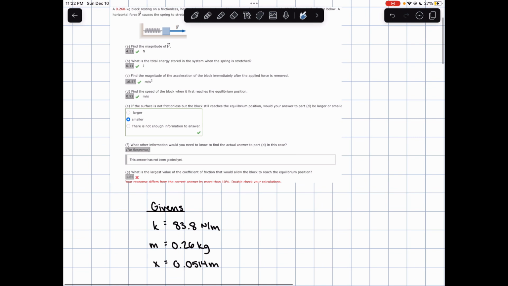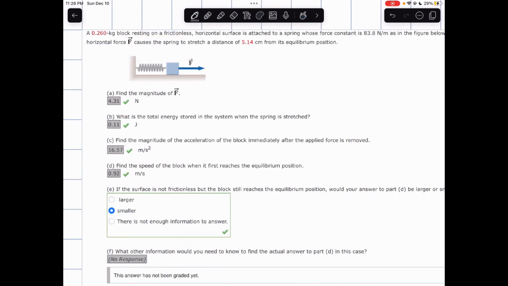First, before we get into the problems, let's take a look at our givens. We were given that K, or the spring constant, is equal to 83.8 newtons per meter. We were given the mass is equal to 0.26 kilograms, and we were given the position is 5.14 centimeters, or 0.0514 meters. Now, let's take a look at part A. Find the magnitude of F, or find the magnitude of the force from the spring on the block.